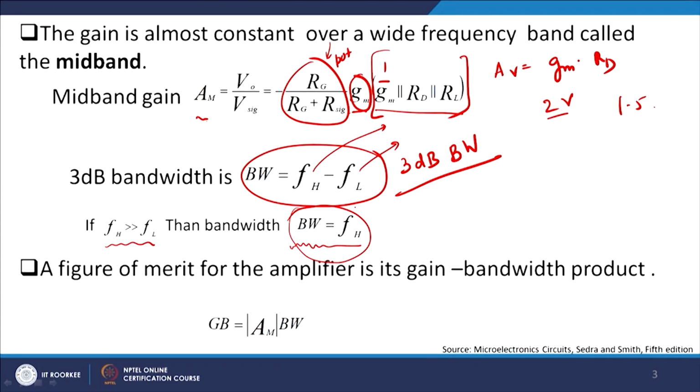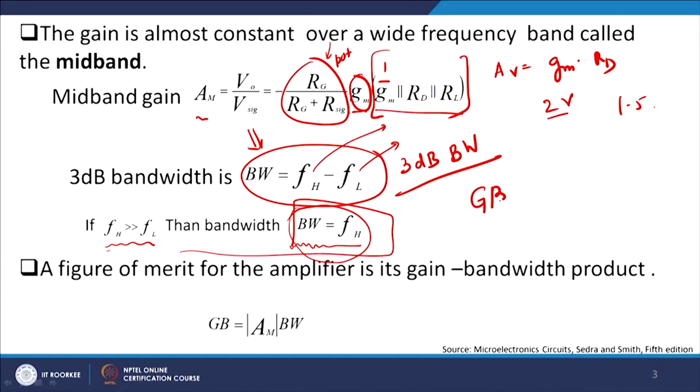So, I discussed with you just now that bandwidth is defined as FH minus FL. Since FH is many orders larger than FL, bandwidth can also be written as just the value of FH itself. A very important figure of merit which we typically use in amplifier design is the gain bandwidth product. We also refer to it as GB, and it is AM multiplied by bandwidth, and this is generally constant.